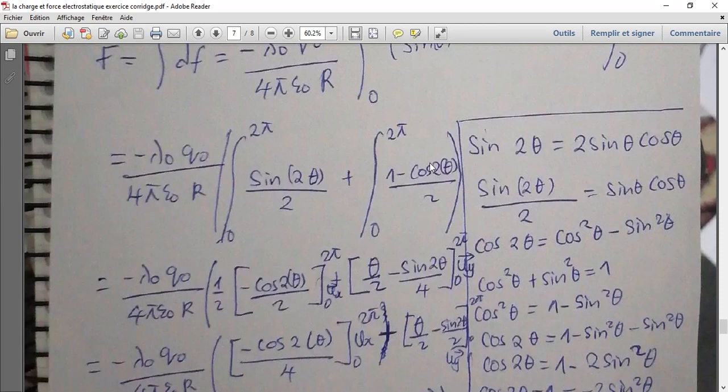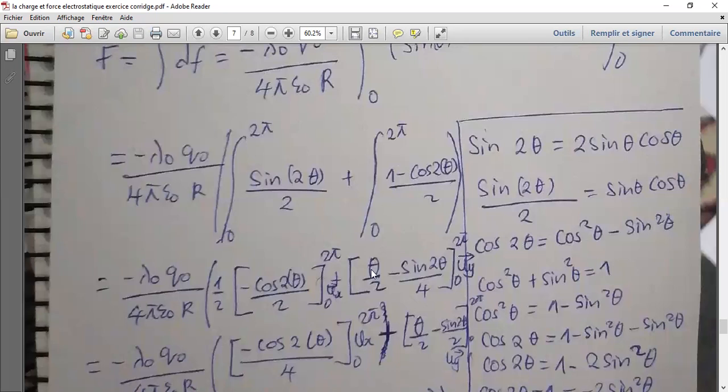And when you integrate negative cos 2 theta, you are going to have negative sine 2 theta divided by, since it was supposed to be divided by 2, but since there's already a 2, 2 times 2 to be 4. Then here, the 1: when you integrate a constant, it's just the same as 0 plus 1, which will give you 1 basically.